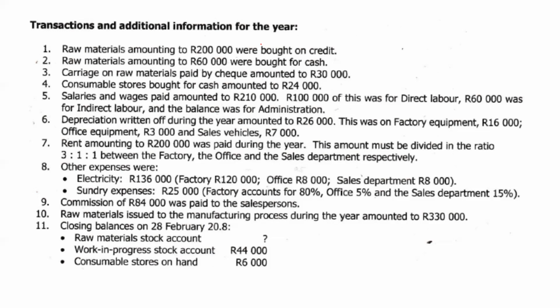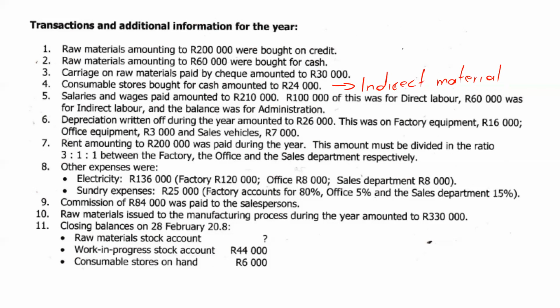And then number 4 says consumable stores bought for cash amounted to 24,000. So consumable stores qualify to be indirect material. And indirect material, as you know, will simply be recorded in factory overhead. So that will go straight to factory overhead.